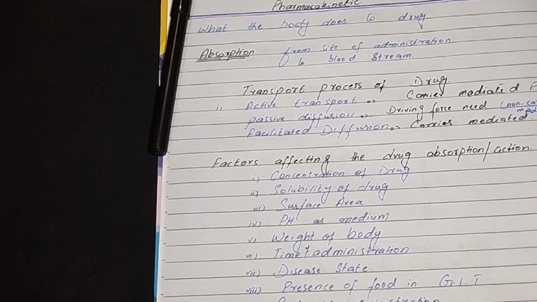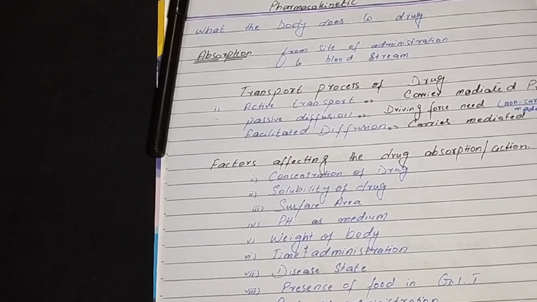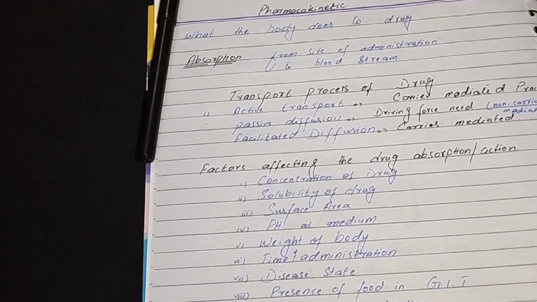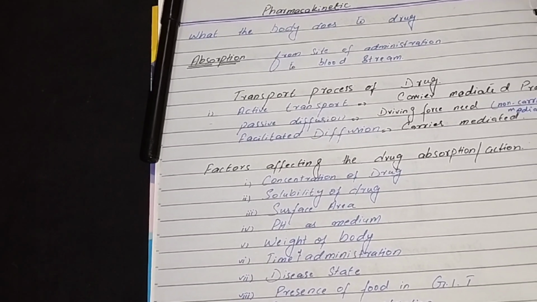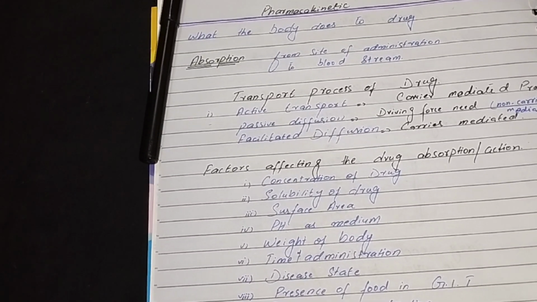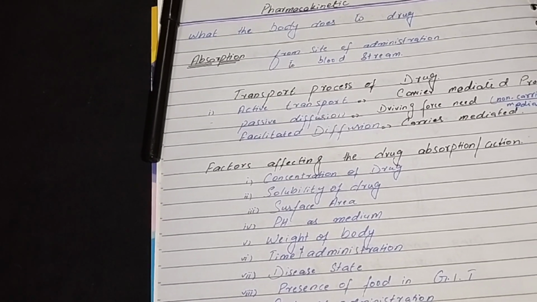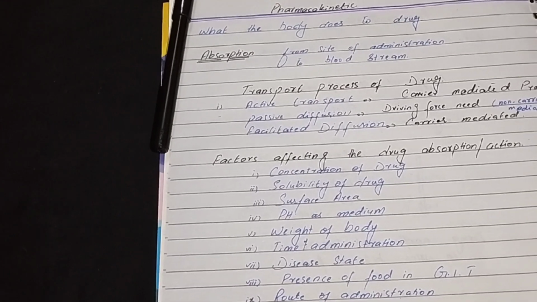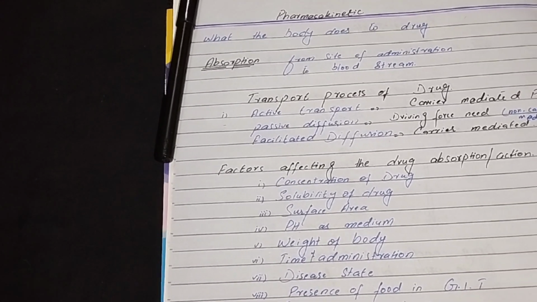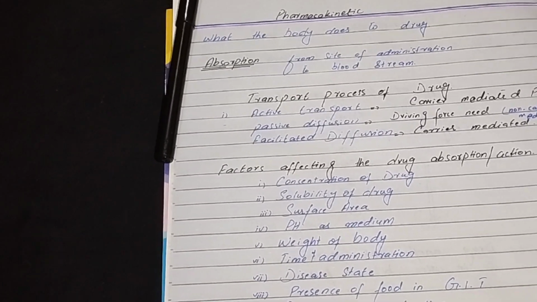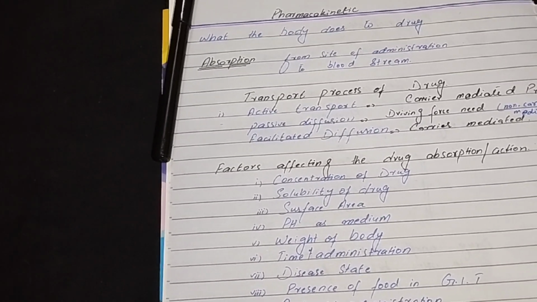Now next we move towards factors affecting drug absorption. There are a number of factors involved in the absorption of the drug. Very first is the concentration of the drug. The higher the concentration of the drug, the more drug will be absorbed, right? This is a very commonly understood thing, but we have to keep in mind that this absorption continues through passive diffusion, and as a result of it, the drug shows quick action, right?